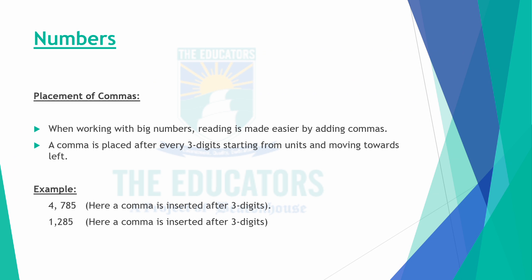For instance, in this example we have 4785. If we have to put the comma, we would start counting from the most right side. We would say 5 is the first digit, 8 is the second digit, and 7 is the third digit. Now after 3 digits we can put the comma. That's how we are going to put a comma in 4-digit numbers. Then this would become easier for us, and we can easily read this number. This is 4785.